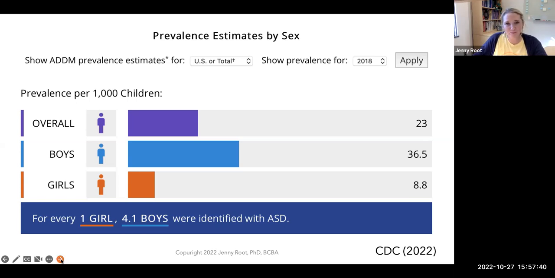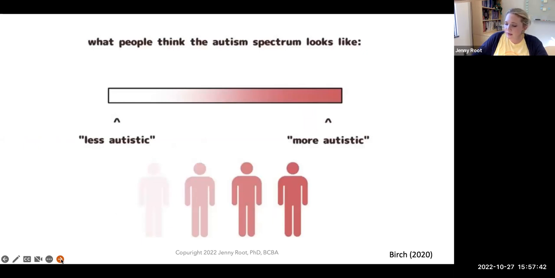So I'll keep going. So this is what people often think the autism spectrum looks like, right? We think that we have people who are a little more autistic and a little less autistic, and here's kind of where they fall.